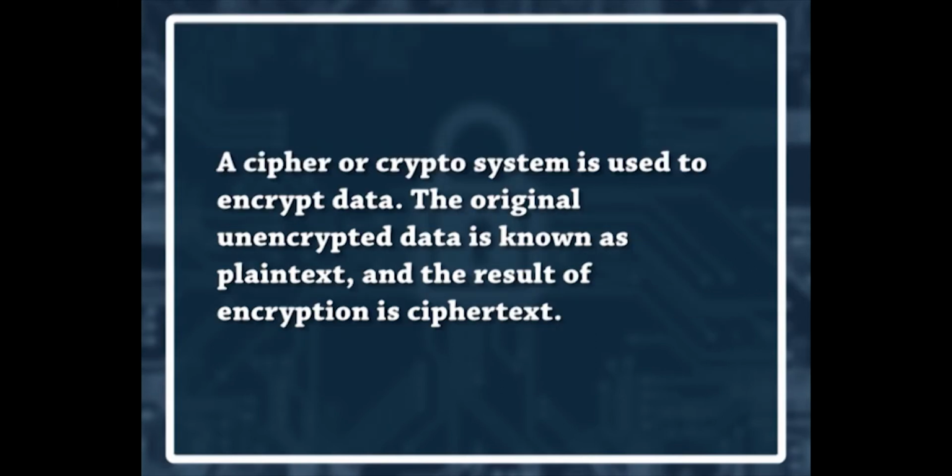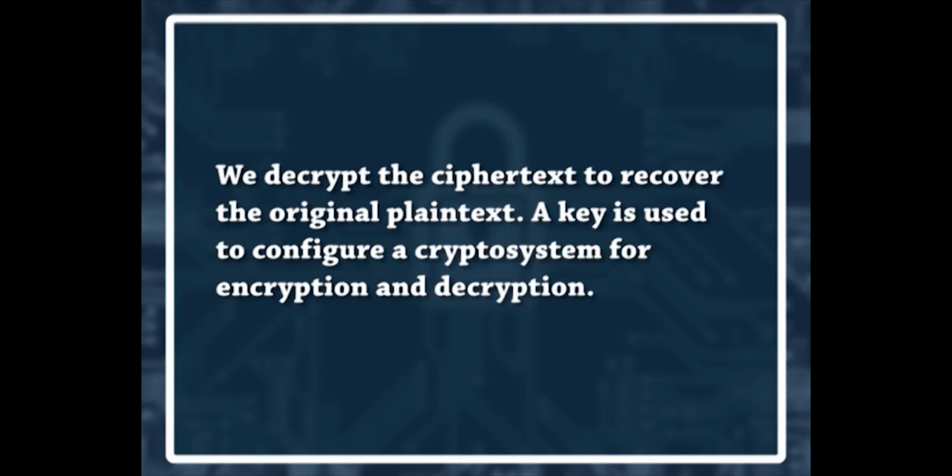A cipher or crypto system is used to encrypt data. The original unencrypted data is known as plain text, and the result of encryption is ciphertext. We decrypt the ciphertext to recover the original plain text. A key is used to configure a crypto system for encryption and decryption.